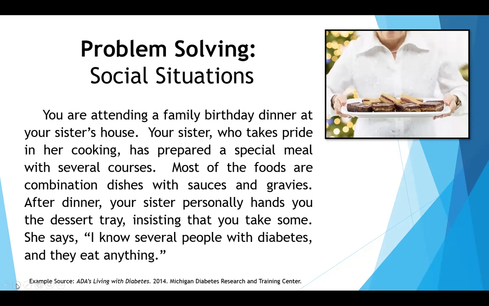Next scenario, social situations here. So you're attending a family birthday dinner at your sister's house, who takes pride in her cooking. She's got a special meal planned for you with all types of courses. Most of these foods are dishes that are covered in sauces and gravies and pretty high in calories. After dinner, your sister personally hands you the dessert tray, insisting that you take some. She says, look, I know several people with diabetes and they eat anything. So what are some ways to handle this type of situation?